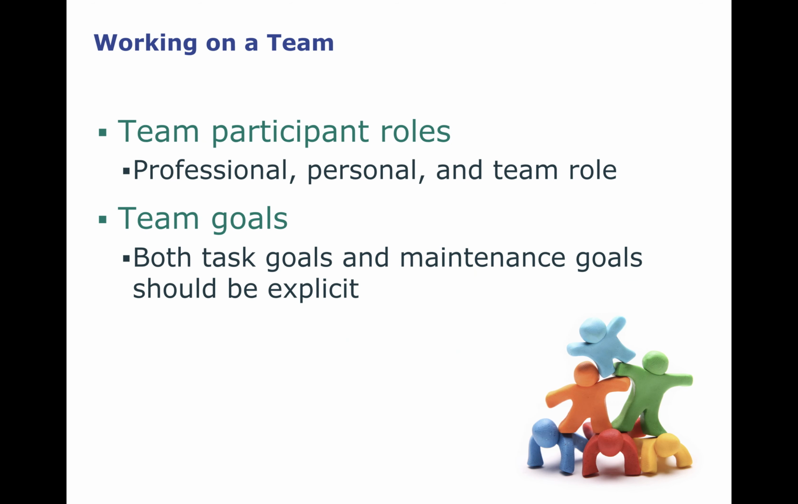In terms of working on a team, it's important to acknowledge that the team has different participant roles. And so you have to engage in professional and personal and team roles all at once. So it can be a lot to balance, right? You want to think about the goals of a team. So both tasks and maintenance goals should be explicit. You want to be really clear about the goals of your team. Okay, if we're working together in this classroom, what are our goals for our learners? What do we want to achieve for our learners?